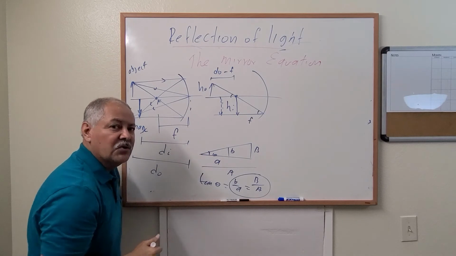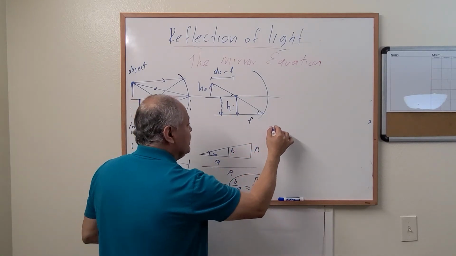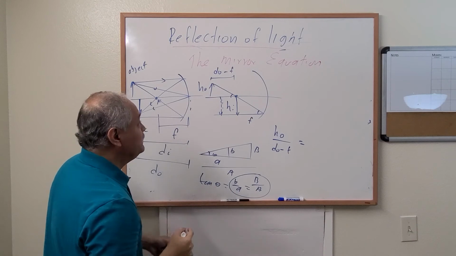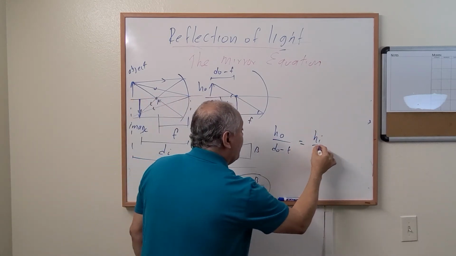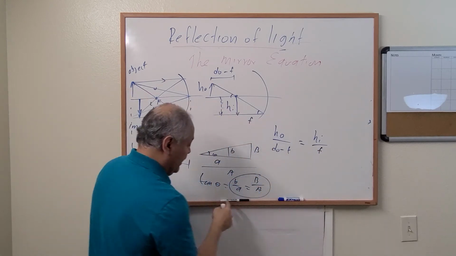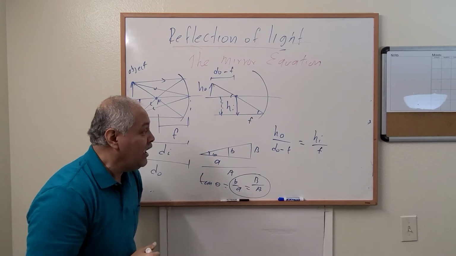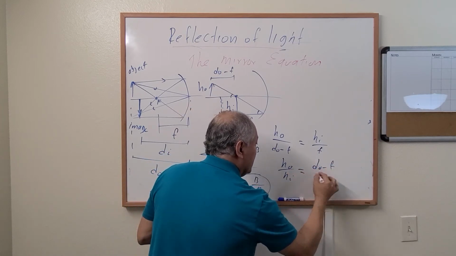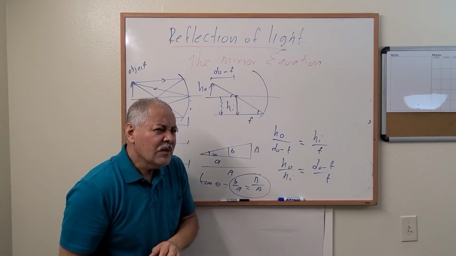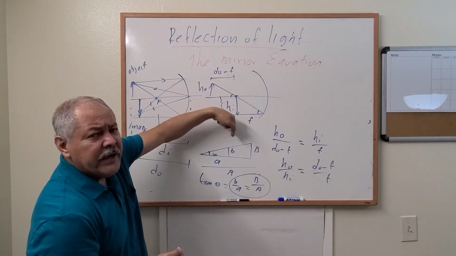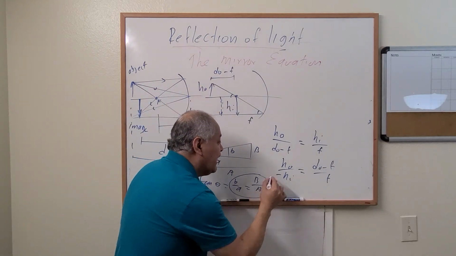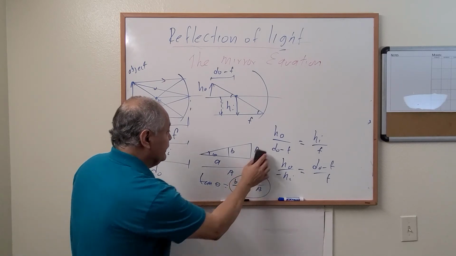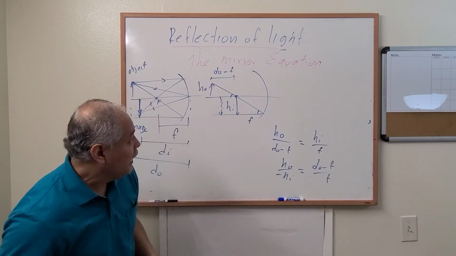And now let's apply the condition for similar triangles. Great. So we have that HO over the adjacent, which is dO minus F, must be equal to HI over this distance, which is F. Similar to this situation, the general case of similar triangles. Now let's arrange it. We have HO over HI equal to dO minus F over F. This is a convention that we use here: because the image is upside down, we take HI as negative. Perfect. Now we have created the first condition for these two triangles.